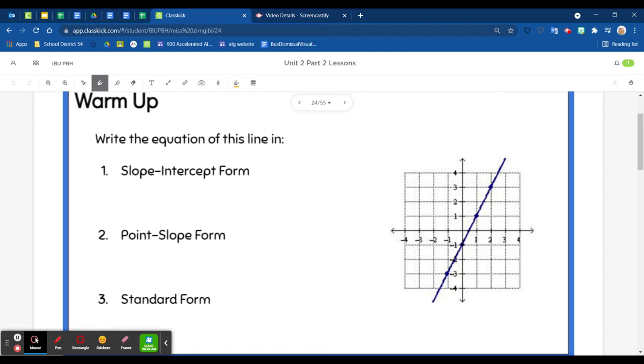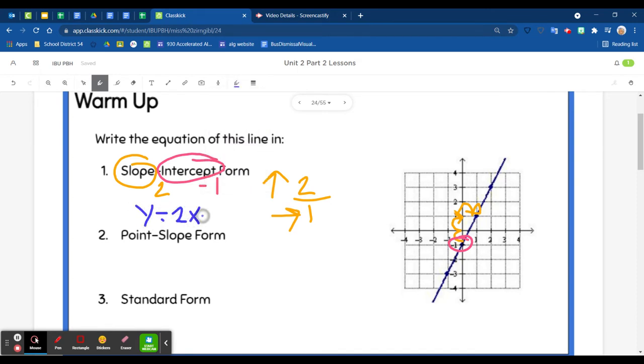First thing, let's write the equation of the line in slope-intercept form. Let's start by finding the slope. Looks like it's up 1, 2 over 1. So our rise is 2. Our run is 1. That makes a slope of 2 over 1, or just 2. And next, I need to find my intercept. I cross the y-axis at -1. So let's go ahead and substitute that into our formula. We're going to get y equals 2x minus 1. That would be the slope-intercept form.